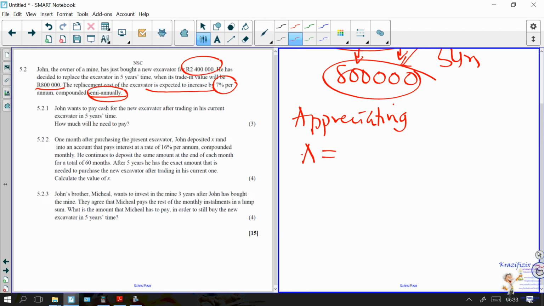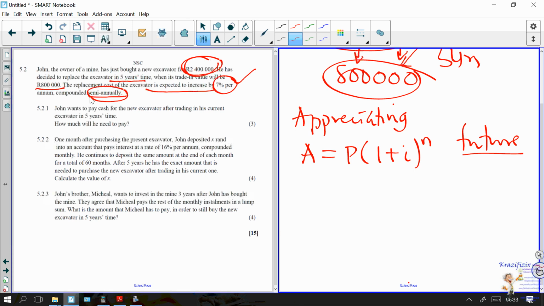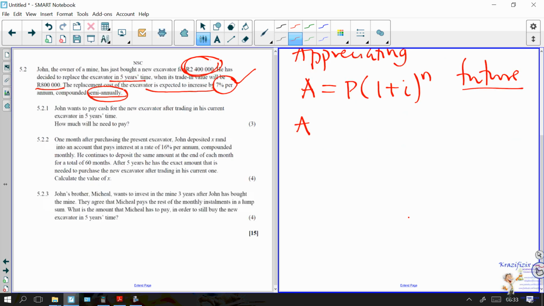So our A is P. Look, another way is to say it's a future value. This actually represents a future value, because we're saying what is the future value of 2.4 million in 5 years if it is having an increase of 7% compounded semi-annually. So what's my current value? I'm looking for A. What's my current value? It's 2.4 million. All right, you need to check the zeros.